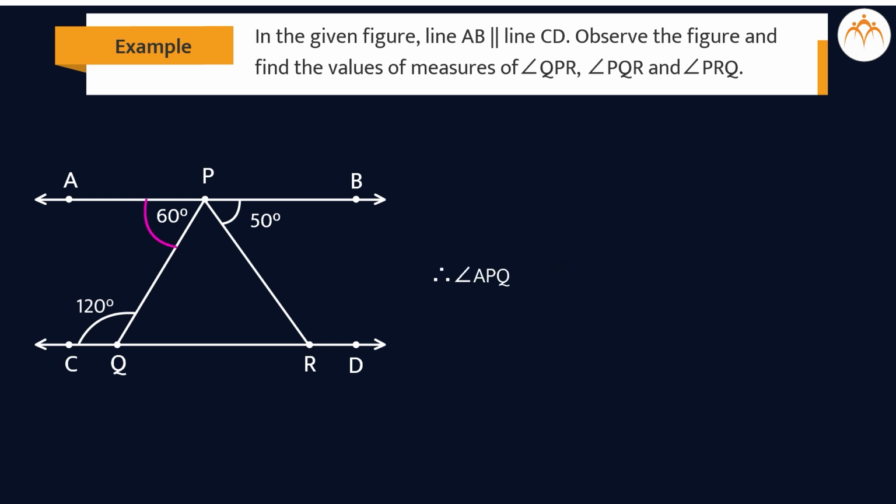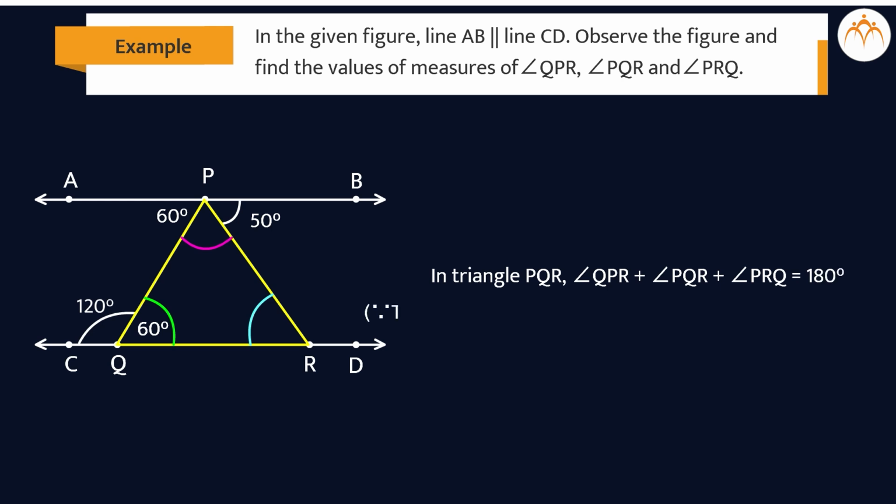Angle APQ is congruent to angle PQR because they form a pair of alternate angles. Therefore, measure of angle PQR equal to measure of angle APQ. Therefore, measure of angle PQR equal to 60 degree, equation 3. Now, in triangle PQR, measure angle QPR plus measure angle PQR plus measure angle PRQ equal to 180 degree because the sum of all three interior angles of a triangle is 180 degree.